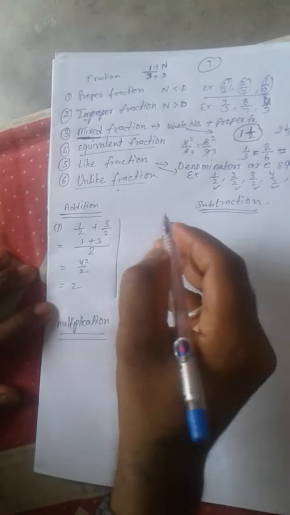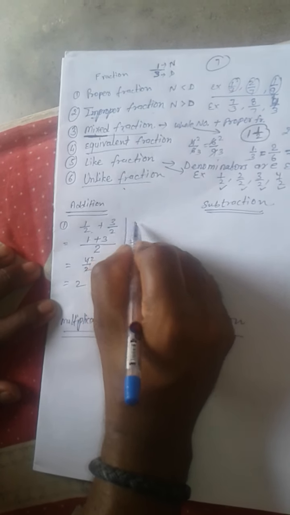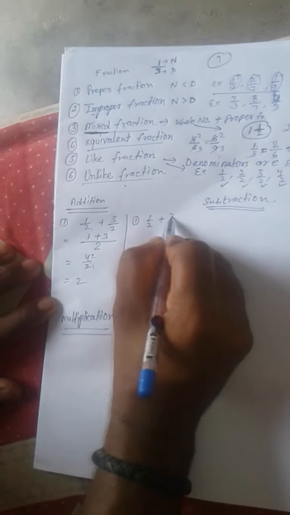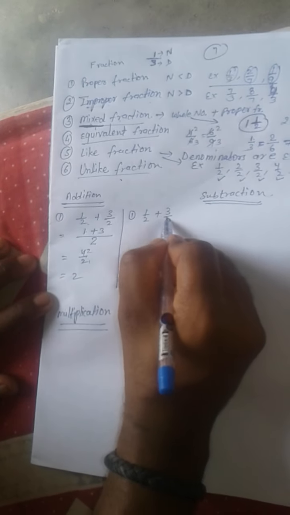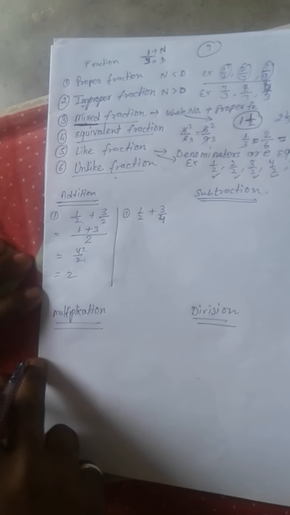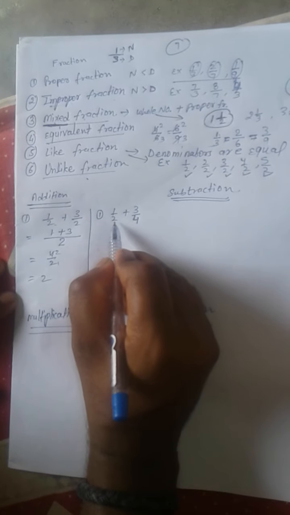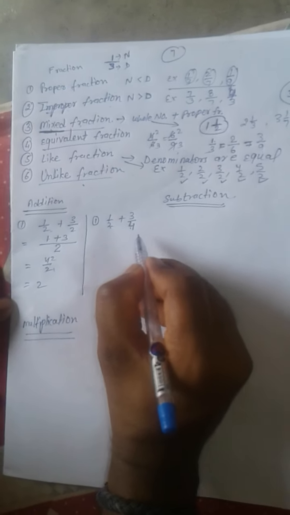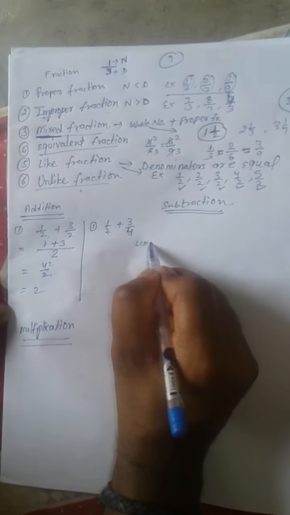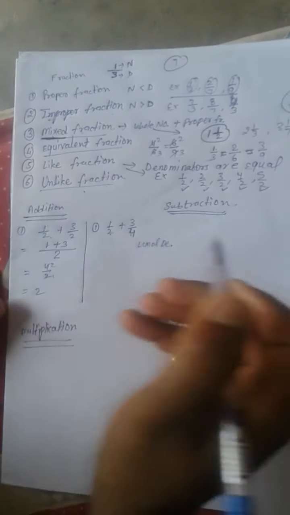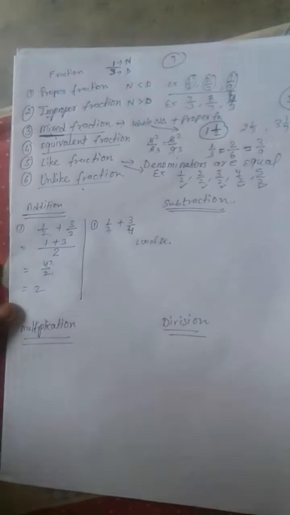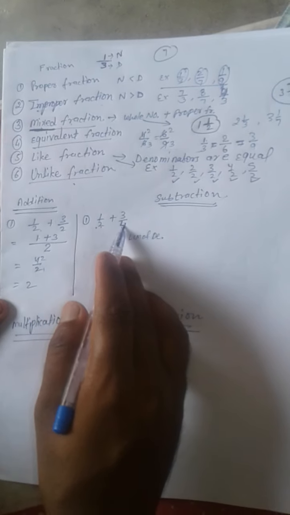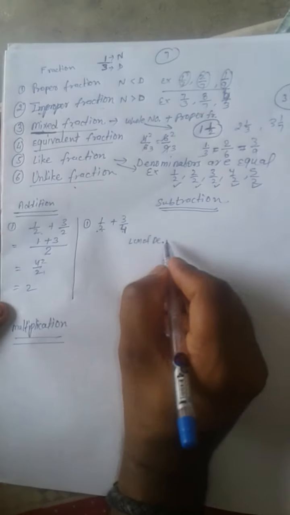Second thing, unlike fractions addition, like 1 by 2 and 3 by 4. You can see that these are unlike fractions. Both denominators are different. So firstly we will find the LCM of the denominators. What will be the LCM of the denominators? The LCM of 2 and 4 will be 4.